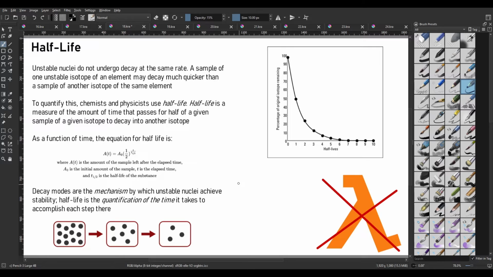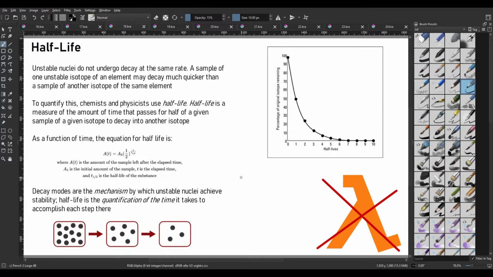Unstable nuclei do not undergo decay at the same rate. A sample of one unstable isotope of an element may decay at a much quicker rate than a sample of another isotope of the same element. To quantify this, chemists and physicists as well use half-life. Half-life is a measure of the amount of time that passes in order for half of a given sample of an isotope to decay into something else.